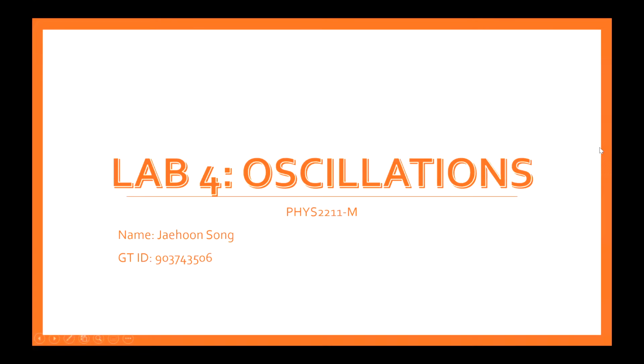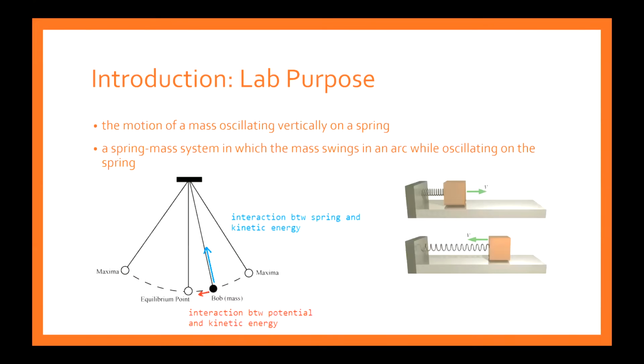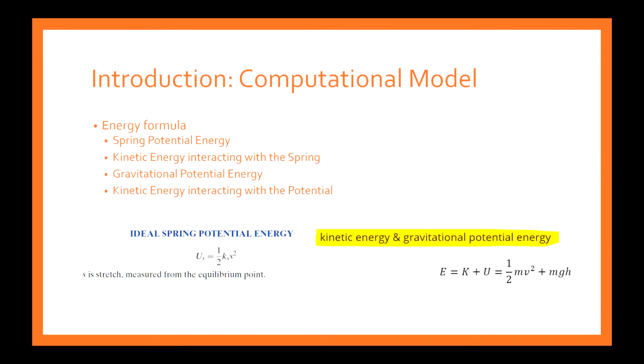Here's the last one, Lab04 oscillations. Quick introduction. The purpose is to observe a system where we can observe a pendulum and a spring at the same time, simply. And the computational model we're going to use is essentially the formula for energy, spring energy for the spring behavior, and potential energy for the pendulum behavior.